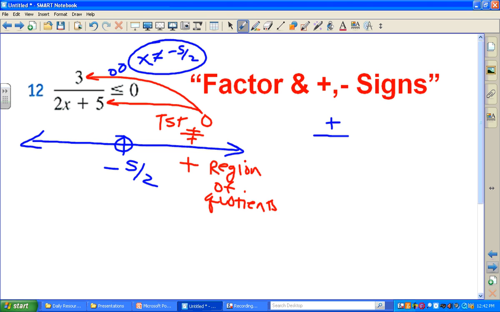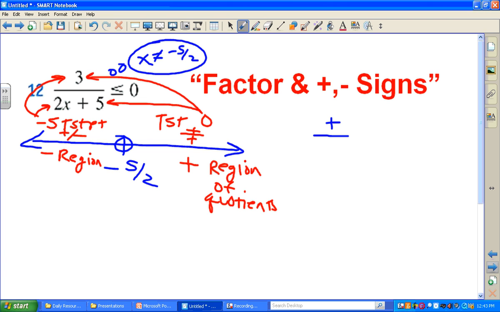All right? What's the number to the left of negative 5 halves? Negative 10 billion. I like that. Negative 5. I like that. If you put negative 5 in for your test point, if you put it in the top, it's still going to be positive. What happens if you put it in the bottom? Is it going to be positive or negative? Negative. So what is a positive number divided by a negative number always going to be? Negative. So it's the negative region.